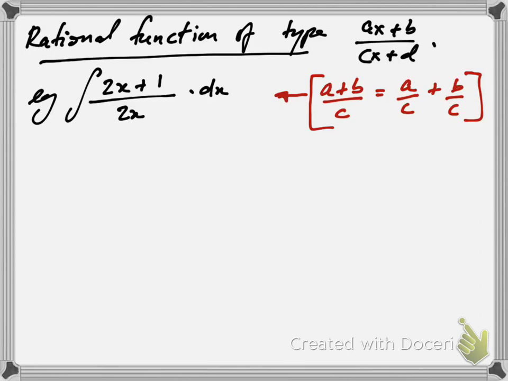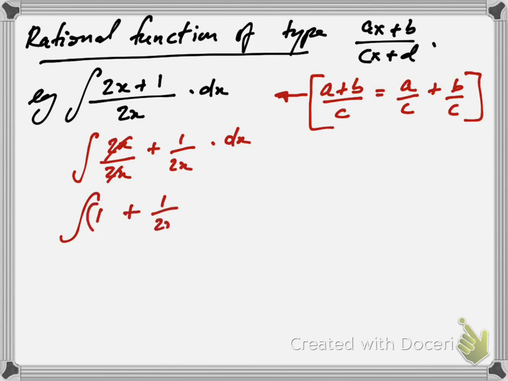So if you integrate this, you'll end up with 2x over 2x plus 1 over 2x dx. That simplifies to 1. So you integrate 1 plus 1 over 2x dx. So this one would simply be x. So if you integrate 1, you get x.